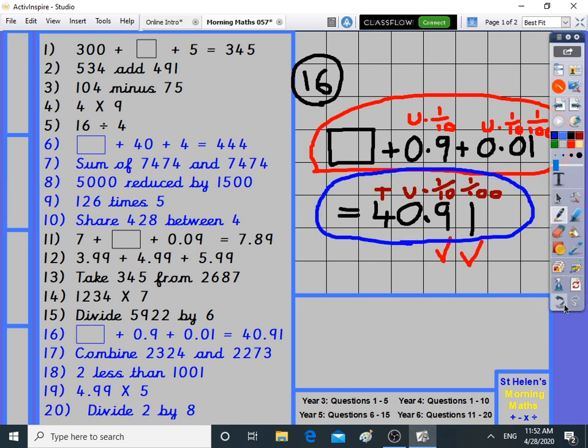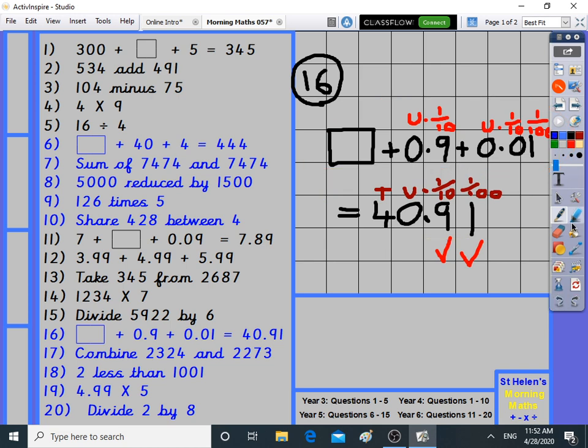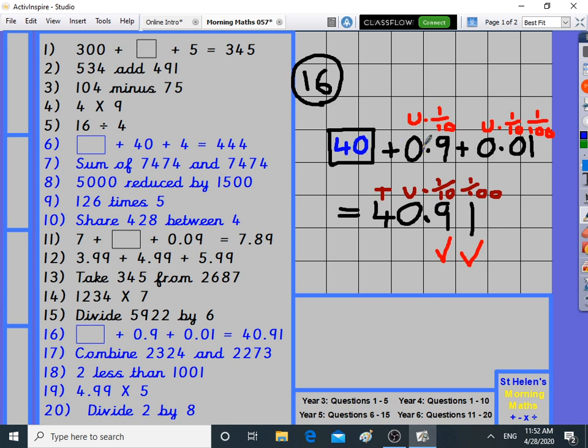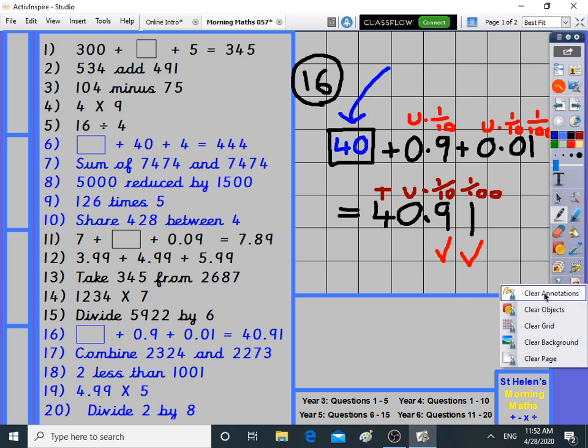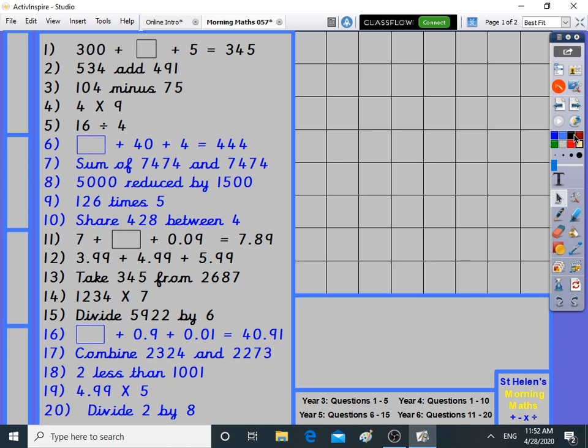Okay, you've got the question and the answer. The question doesn't have that 40 in it, so I'm going to put it in, 40. Because 40 plus 0.9 plus 0.01 is 40.91. So the missing number was 40. In this case, our answer, or what we need to write in the box in there, is 40. Quite tricky those can be, quite tricky.